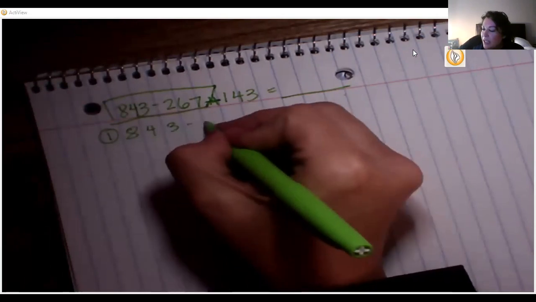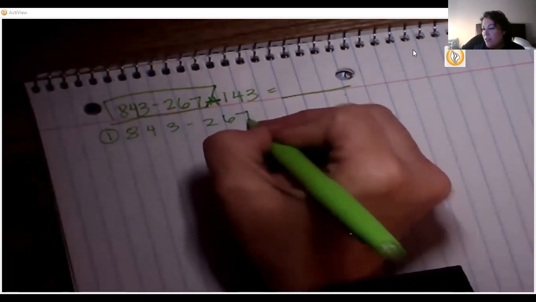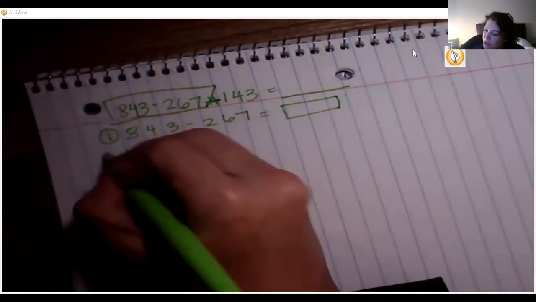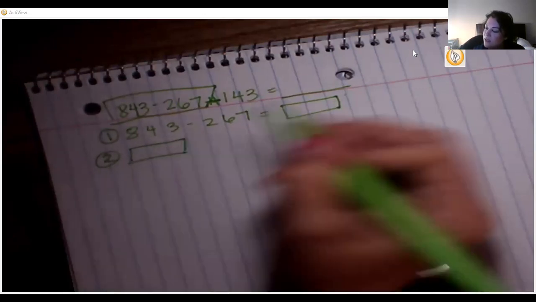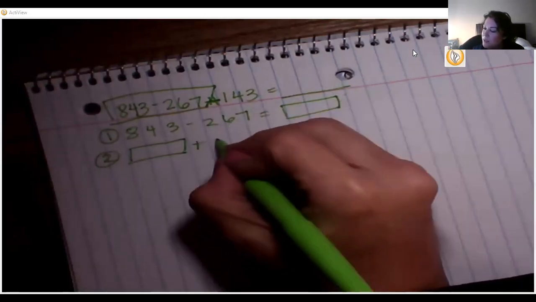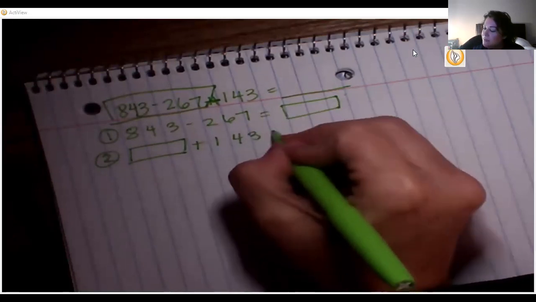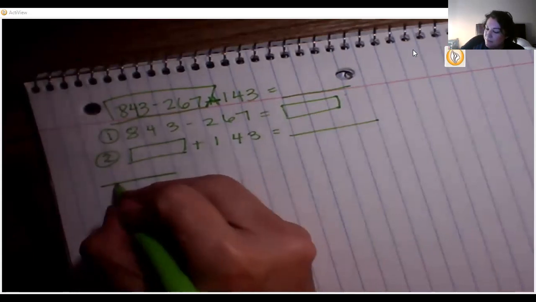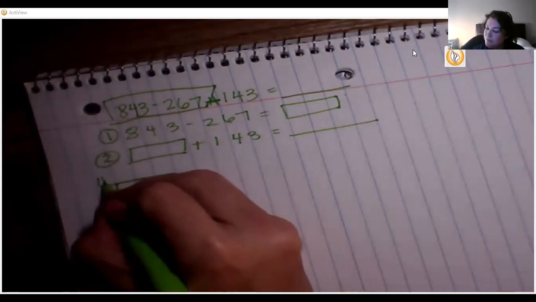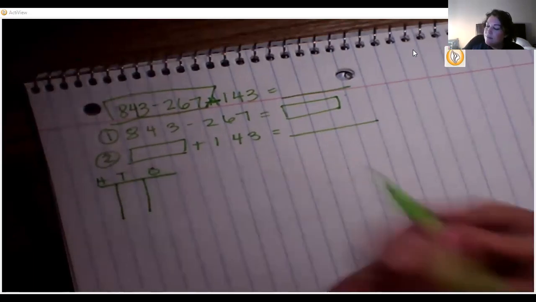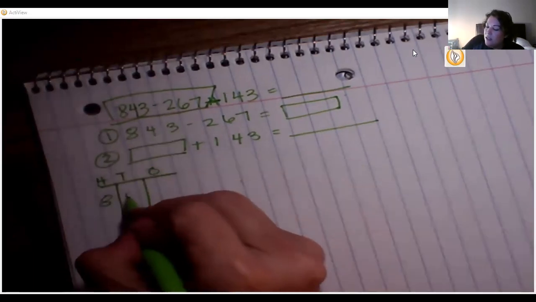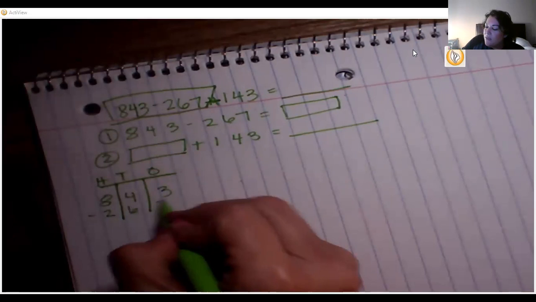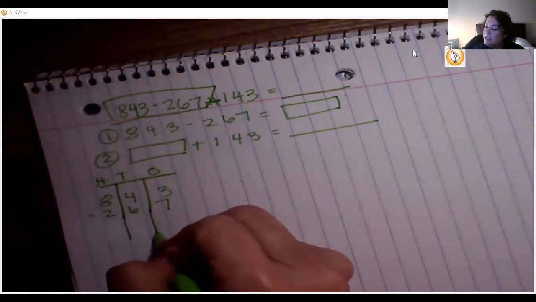So step 1, 843, and I'm going to take away that 267, and that's going to give me my box. And step 2, I'm going to take that box answer and finish the last part. Plus 143 will give me the whole answer. So let's set up. I have 843, and I'm going to take away 267. My line's a little longer.